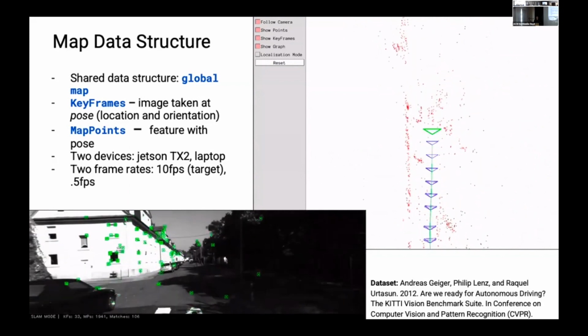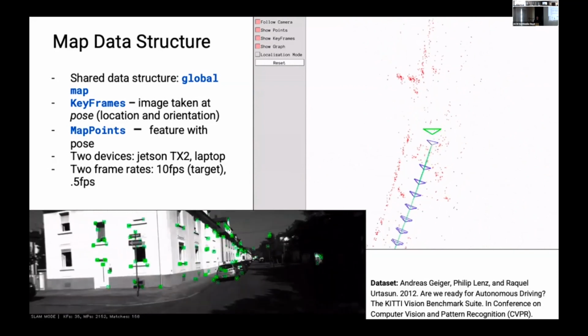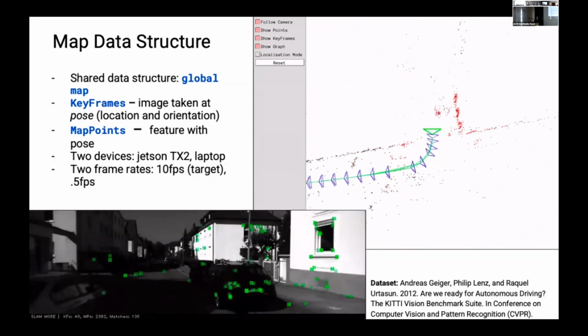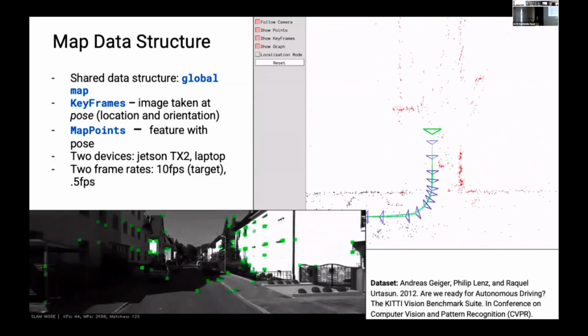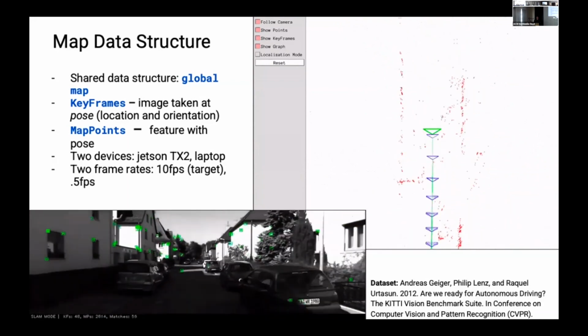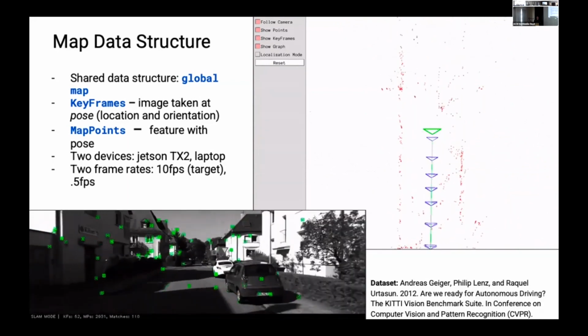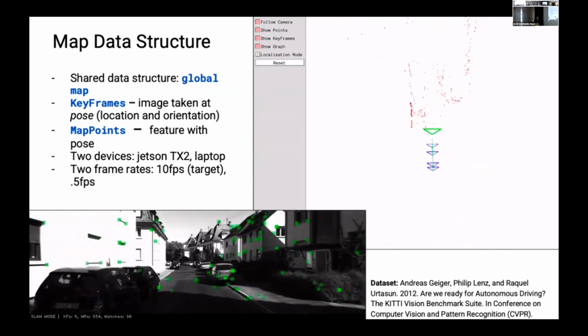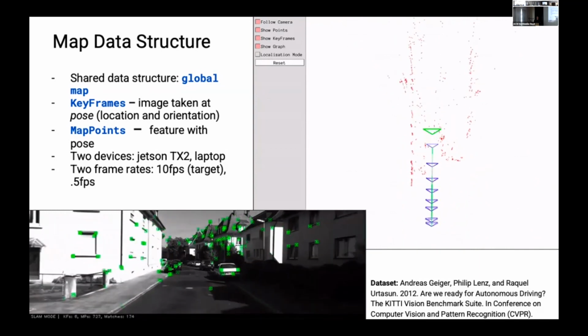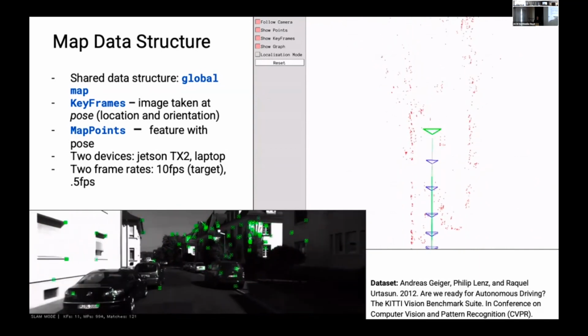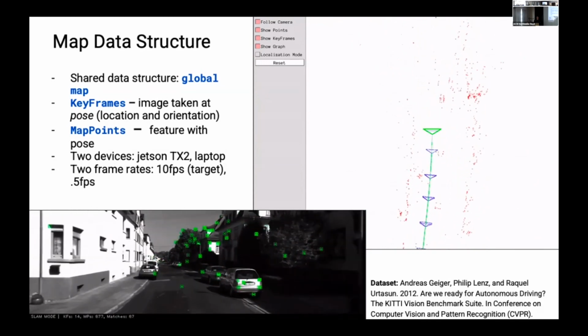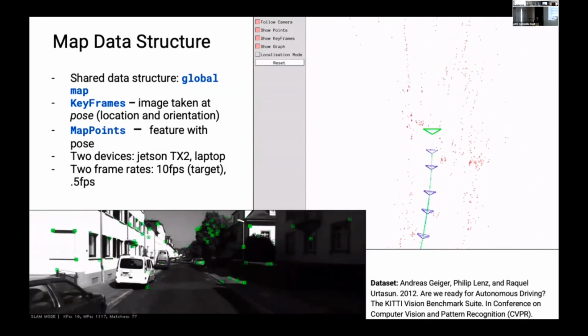And the 2 frame rates are 10 frames per second, which is the target frame rate for the KITTI dataset. And the second frame rate is 0.5 frames per second, which is used to isolate the individual module performance and minimize concurrency. This isn't a realistic frame rate that would be run at, but it is a good indicator of how the system will perform with ample resources.